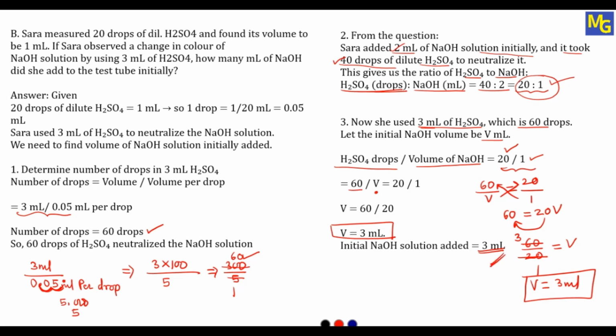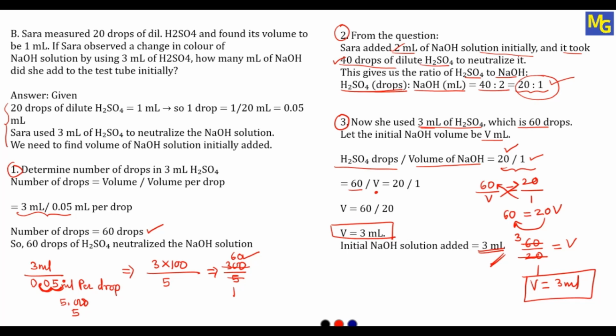I hope you understood this answer. Try to understand each and every step. Here, what I have done is divided this whole sum into 3 steps: step 1, step 2 and step 3. It is a little bit tough to solve, a little bit confusing, but try to solve it step by step. It will be easy. So this is the answer for question B.